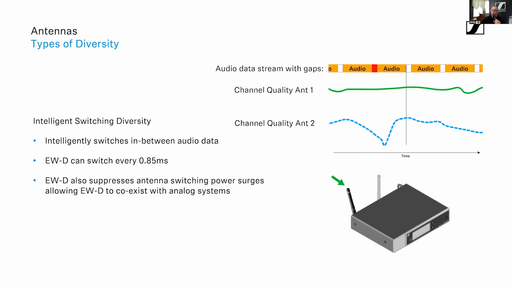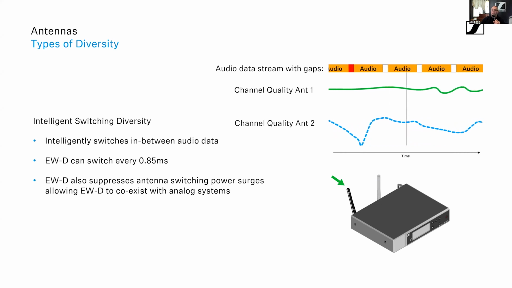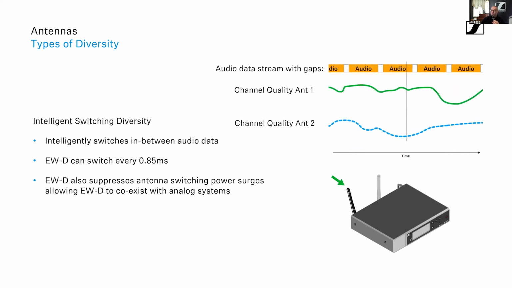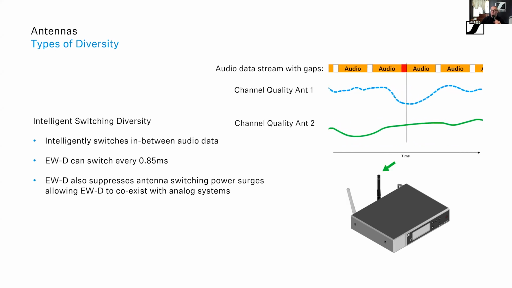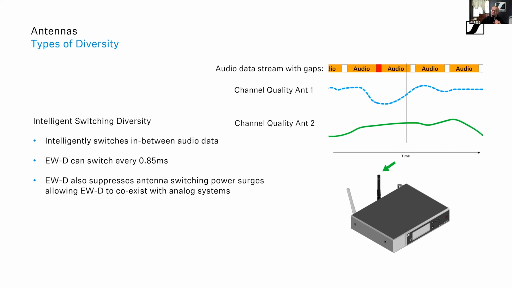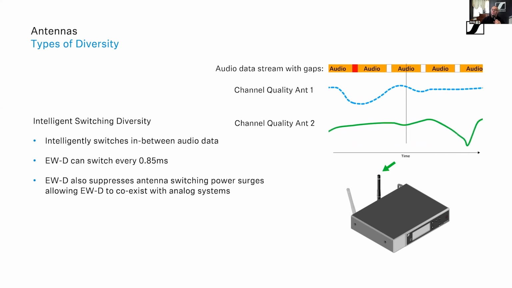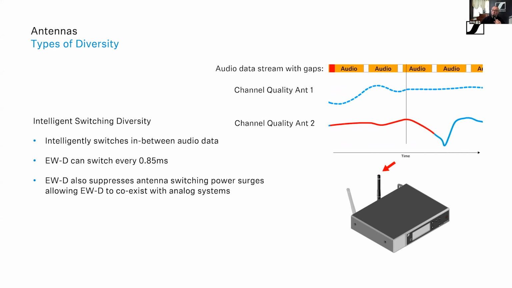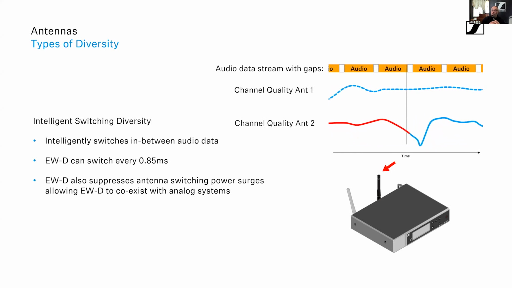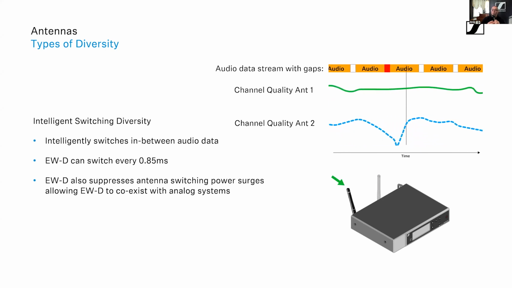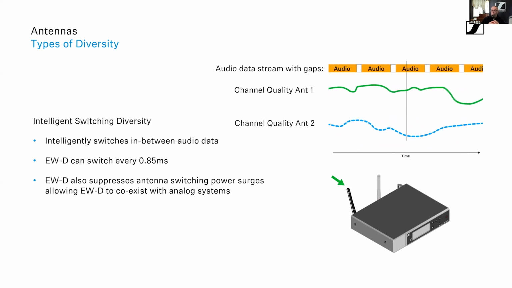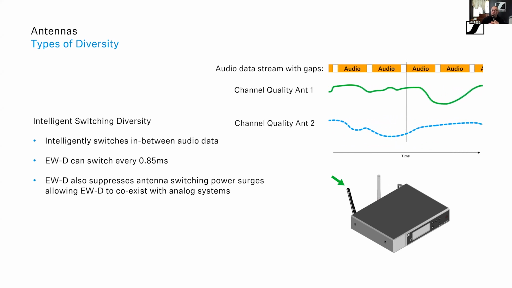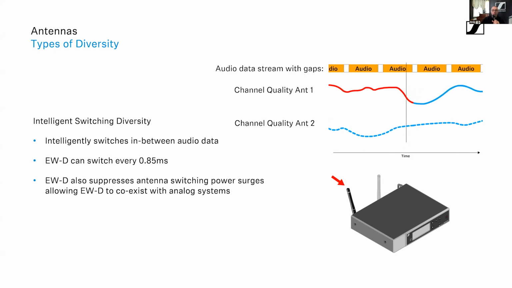This allows us to coexist with analog systems in the same rack. Not all digital systems, actually almost no digital systems, can live in the same rack as analog systems, because when they switch back and forth, the little bit of a power surge that happens can interfere with those other channels, those analog channels. And so we've really done a lot to suppress that surge here and allow you to use Evolution Wireless Digital alongside your analog systems as well.